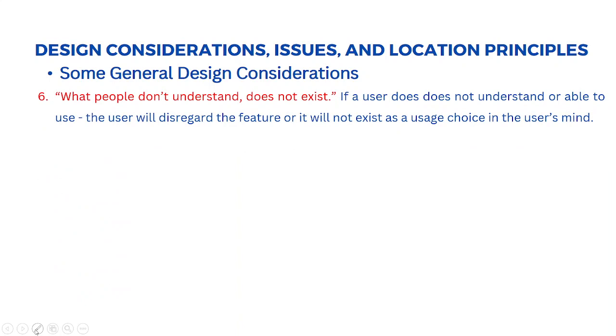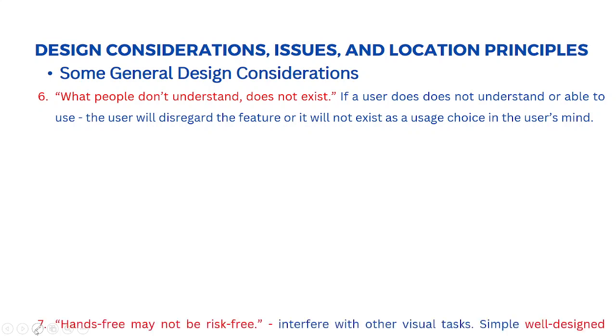Then, coming to the sixth: what people don't understand does not exist. In simple words, if your control is very difficult to handle and involves a lot of step-by-step operations, people will tend not to use it. If the user does not understand or is not able to use it, the user will discard that feature, or will not choose that control or display to be set up in his or her vehicle.